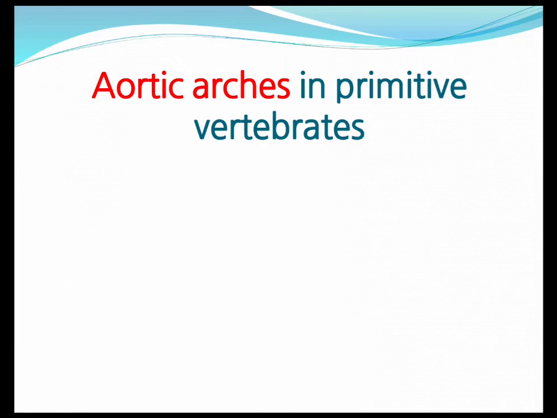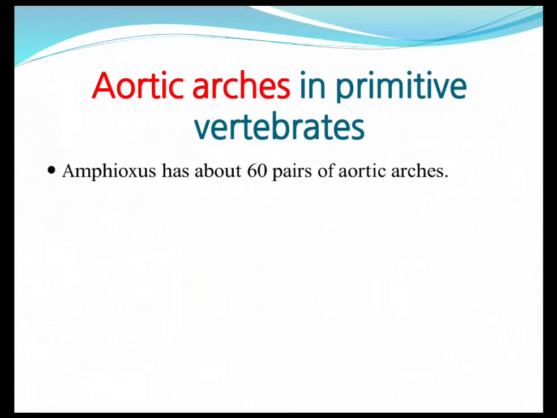Now, here we are talking about the aortic arches in the primitive kind of vertebrates, as we started the evolution of the heart in the case of Amphioxus. Here also we are starting with the primitive vertebrates, and if you go with this slide, again we are starting with the Amphioxus. This animal had developed about 60 pairs of aortic arches. These were very large in number, because this is the pharyngeal or the branchial part of the Amphioxus, where it is oxygenating.